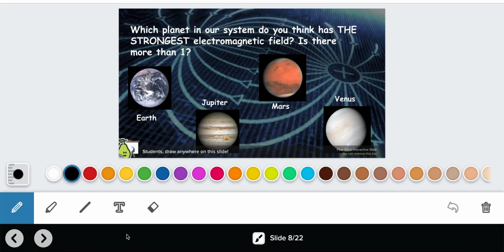All right. So since we're talking about electromagnetic fields, I thought this was just a fun question to ask. Let's see how much you know about outer space and electromagnetism. Which one of these planets do you think has the strongest electromagnetic field? Is it Earth, Jupiter, Mars, or Venus?